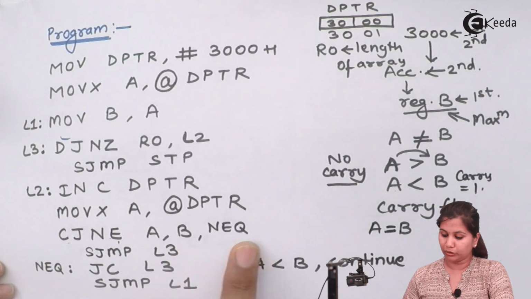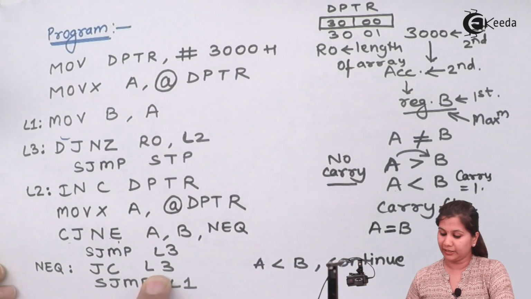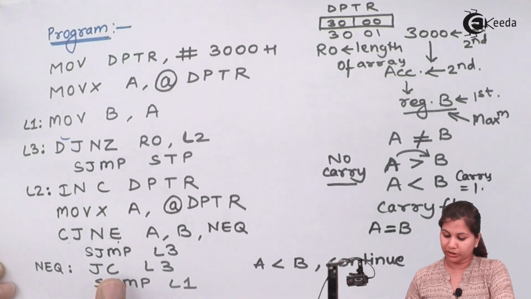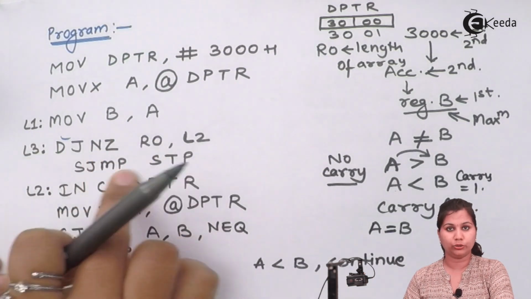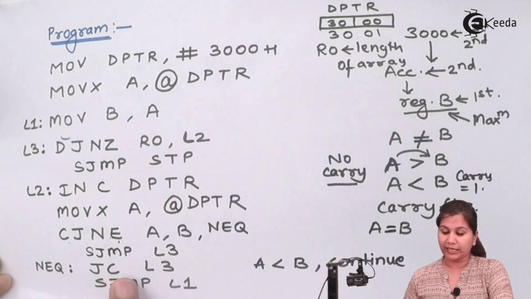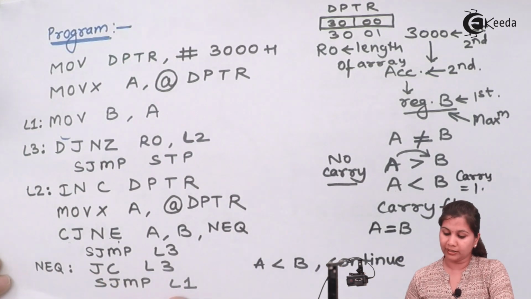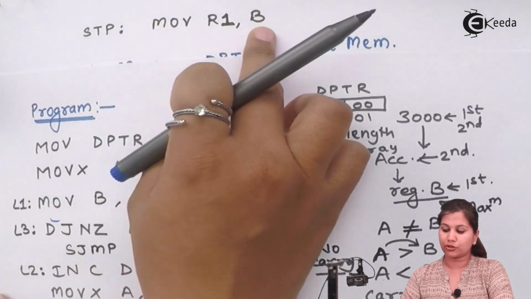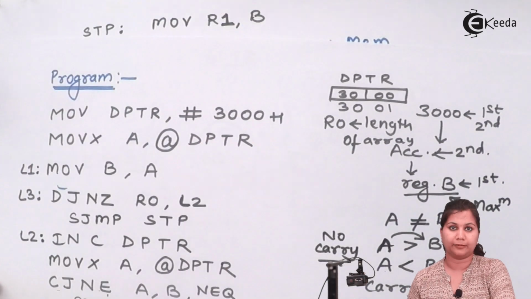If they are not equal, then check the carry flag. If carry is generated, then you have to continue this, so again jump to this and do the comparison. If carry is not generated, then exchange the contents. Okay, and then last store the result in the R1 register.